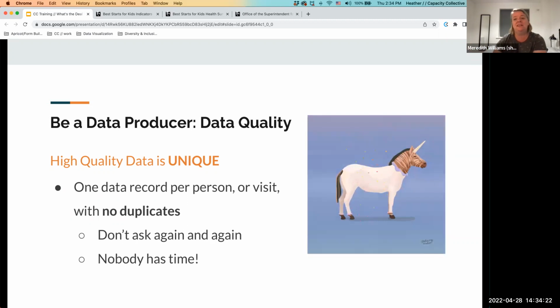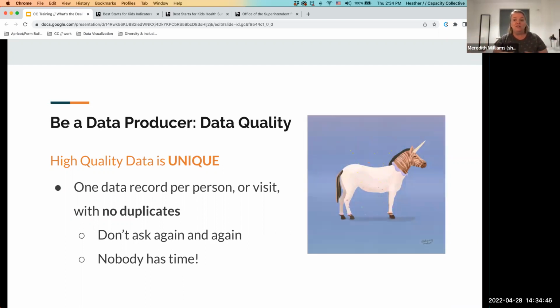And it also means not tiring out your community, not asking the same thing again and again and again on the same visit or on the same form. It's exhausting, and it also chips away at your relationship with your clients, and it takes your time. Nobody has time to put those things in a million times. And there are some cases where you do ask the same question so you can see changes over time.